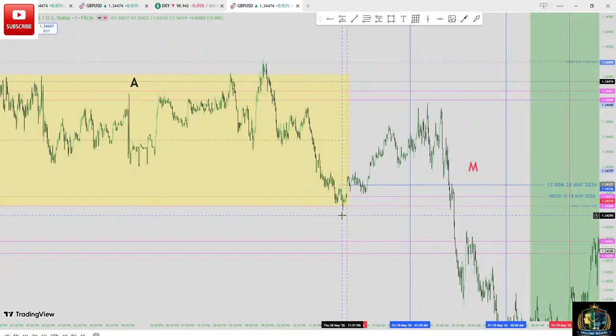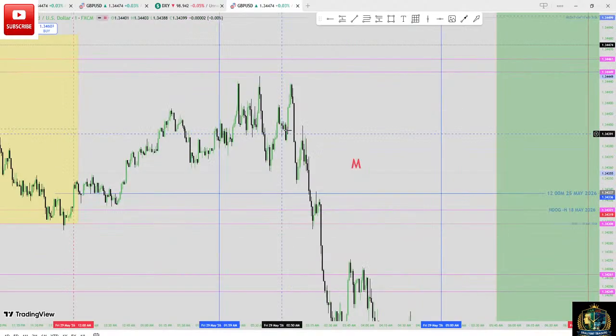Push market high, comes down. This is 1 minute time frame. Push the market high, start accommodating till 2 o'clock. They are still accommodating.